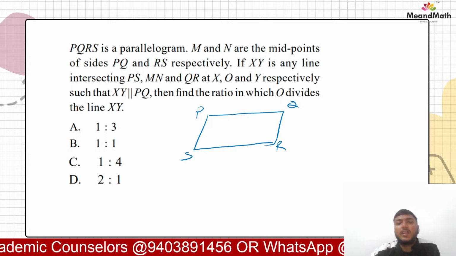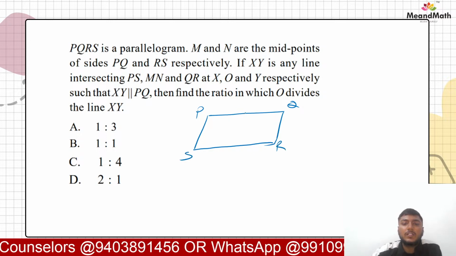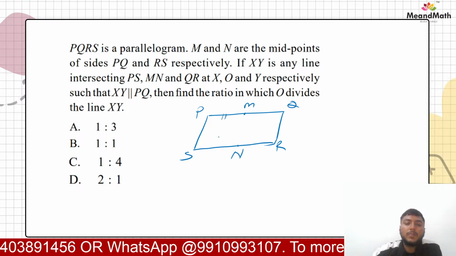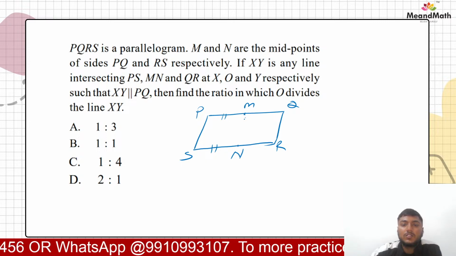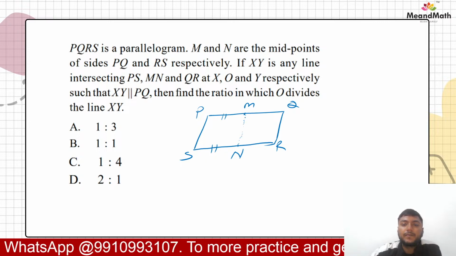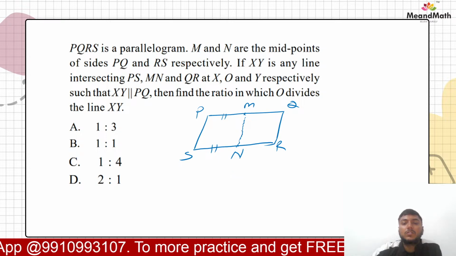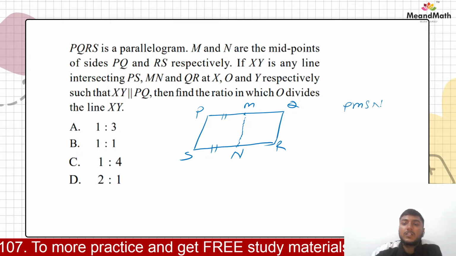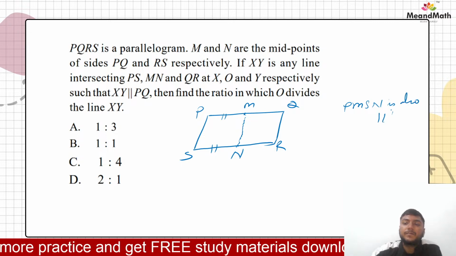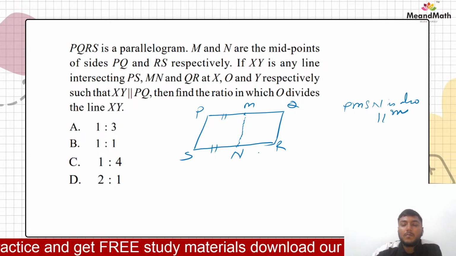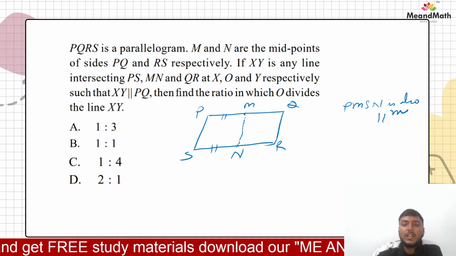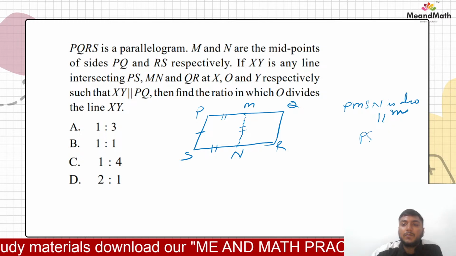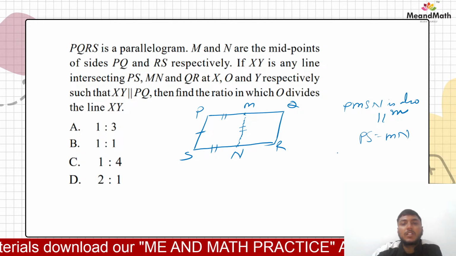Now what is given? M and N are midpoints of PQ and RS. So this means PM is equal to SN, है ना? चलो इसको भी ज्वाइन करवा देते हैं. So again PMSN would be definitely a parallelogram. PMSN is also a parallelogram, right? Because opposite sides are parallel and equal. So PS would be equal to MN, है ना? PS is equal to MN. चलो ये हमको अभी तक मिल गया है.